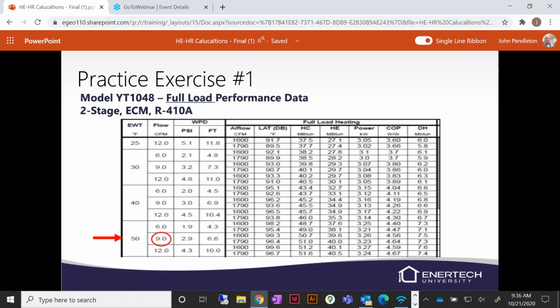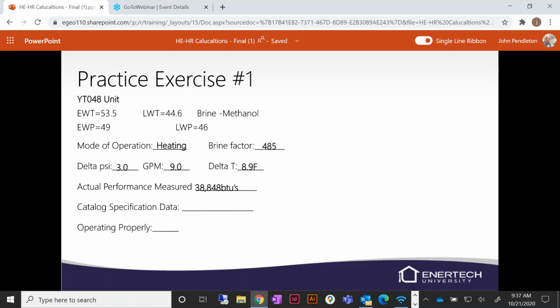Again, 50 degree entering water, 9 GPM, and we had 1,600 CFM. So we go to the HE, follow that down, and that tells us 39.6, so 39,600 BTUs. So as long as we're within 10% of that number, we're at 38.8. The book should be at 39.6. So as long as we're not under about 36,000 BTUs, we're within our 10%. So with this calculation, yes, the unit is operating properly.